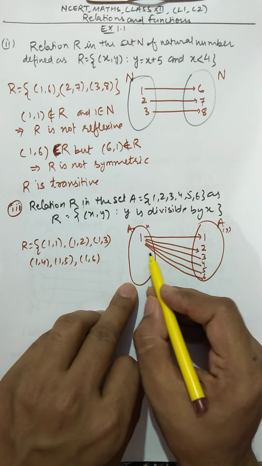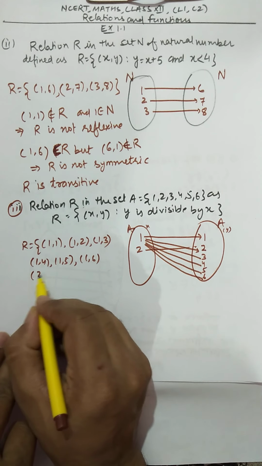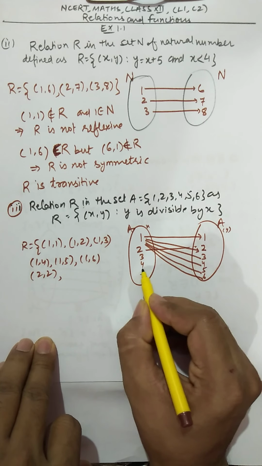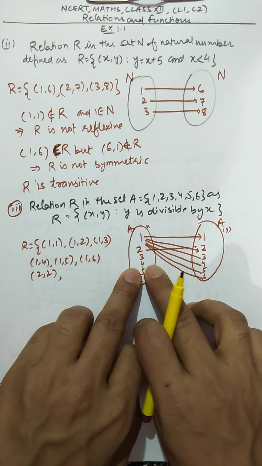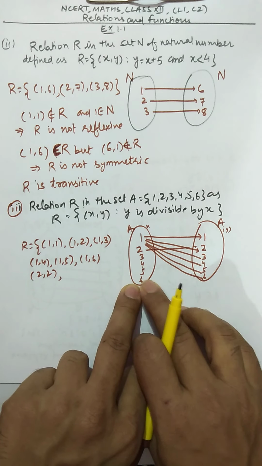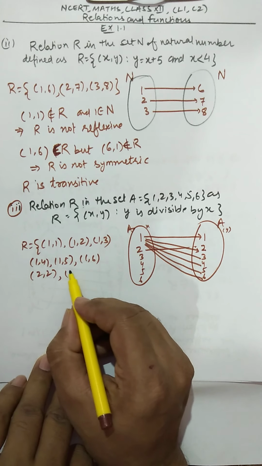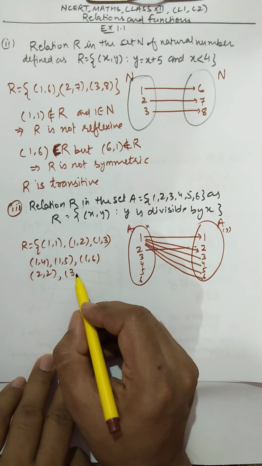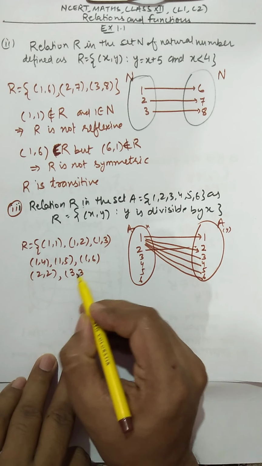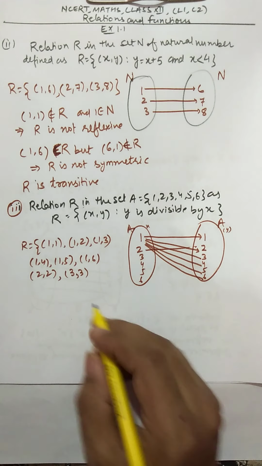Now next you take 2. 2 is divisible by 1, 2 is divisible by 2, so I can take (2, 2). Then if I take 3, 4, 5, 6, 2 is not divisible by 3, 2 is not divisible by 4, 2 is not divisible by 5, 2 is not divisible by 6. So they cannot come. Next one, 3 is divisible by 1, so 3 we already taken. Now 3 is divisible by 3, so we can take it. 3 is not divisible by 4, 5 or 6, so we will not take those.